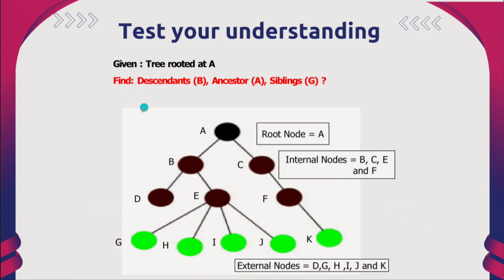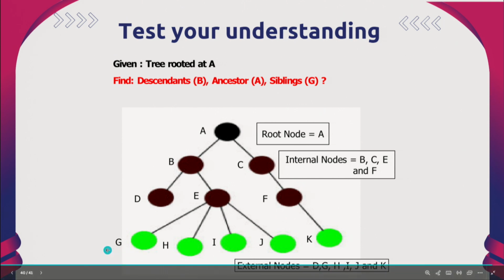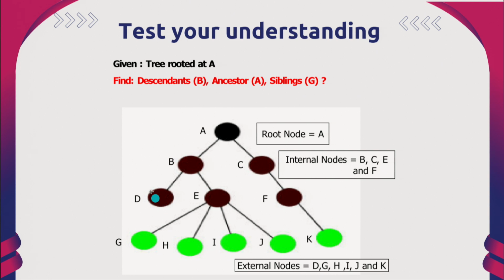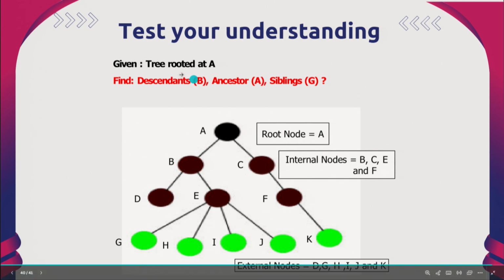So, here we have a question. We are given a tree whose root is A. We are asked to find the descendants of B, the ancestor of A and the siblings of G. The root node is A, and the nodes you see in brown are all called internal nodes, and the nodes you see in green are all leaf nodes. In this case D also does not have any children, so it can also be treated as a leaf node.